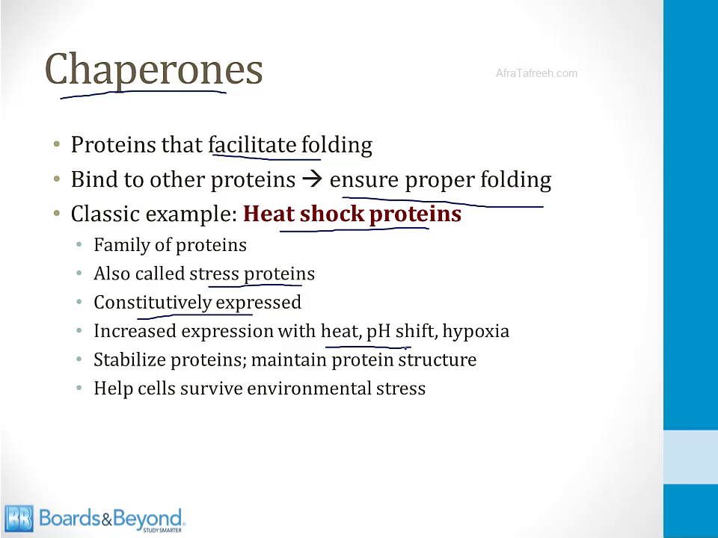That's why they're called stress proteins or heat shock proteins. And they stabilize other proteins and maintain the structure of other proteins. This helps cells to survive in environmental stress. If not for these proteins, mild environmental stress like heat or pH changes or low oxygen levels could cause proteins to fall apart. But these heat shock proteins, which function as chaperones, keep them stable so that cells can survive in unfavorable environments. And that concludes our video on translation.